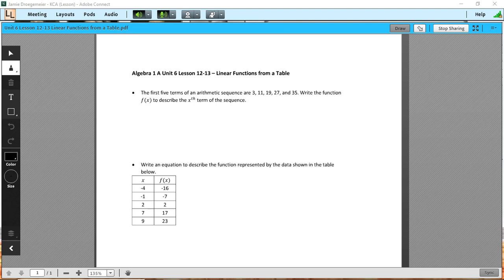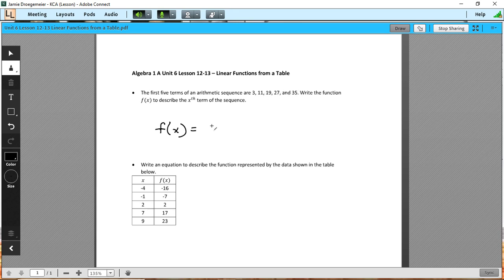In our first one, it says the first 5 terms of an arithmetic sequence are 3, 11, 19, 27, and 35. We want to write the function f of x to describe the xth term of the sequence. So basically we want to write what this function looks like, f of x equals. Well, when we talked about arithmetic sequences, we're looking for that common difference. And so each time this is increasing by 8.